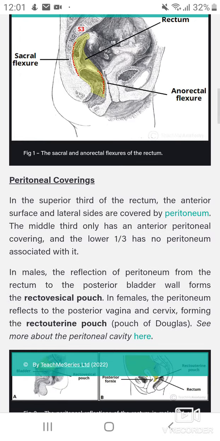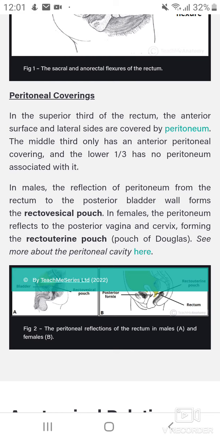In males, the reflection of peritoneum from the rectum to the posterior bladder wall forms the rectovesical pouch. In females, the peritoneum reflects to the posterior vagina and cervix, forming the rectouterine pouch of Douglas. You can see in this picture.